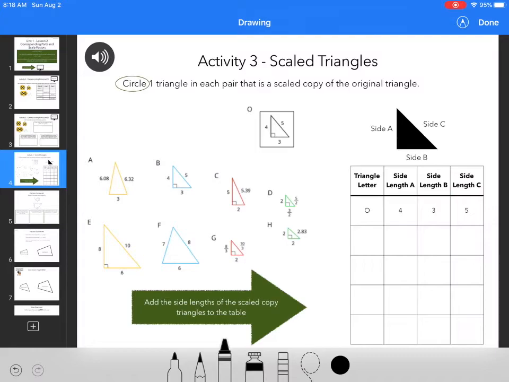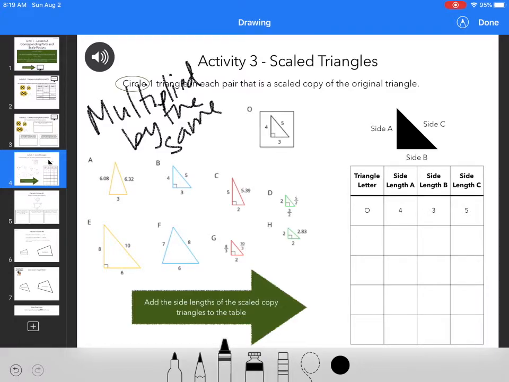All right, so now it says Activity 3, Scaled Triangles. Circle one triangle in each pair that is a scaled copy of the original triangle. So we have side A, side B, side C, and then we're going to complete this table. So remember, it has to be multiplied by the same factor. So we want to make sure that we're thinking about multiplication and not addition.